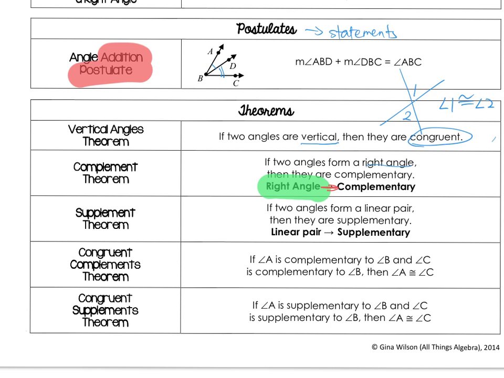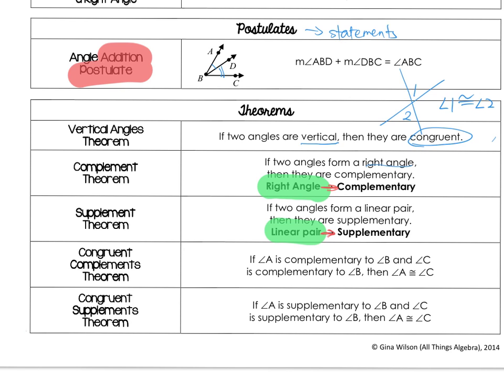Same thing with the supplemental theorem. In this case, if two angles form a linear pair, then they must be supplementary. So if I switch the hypothesis and the conclusion, it wouldn't work. So that's the supplement theorem.